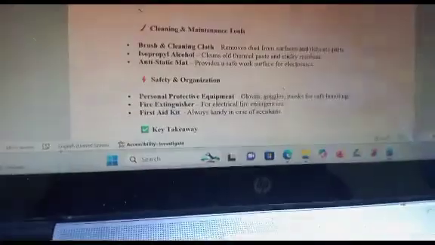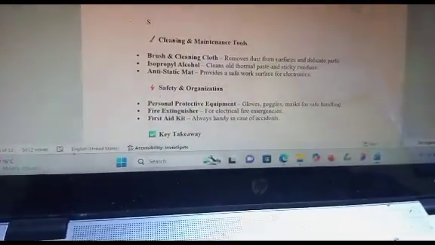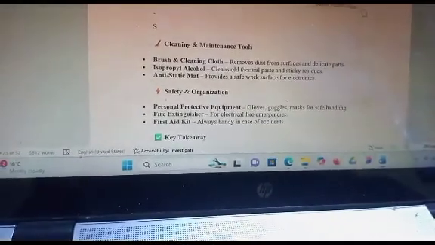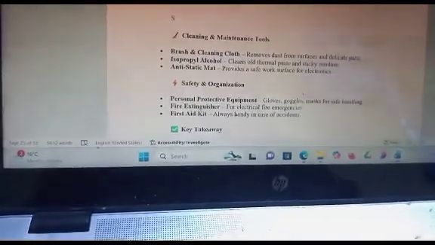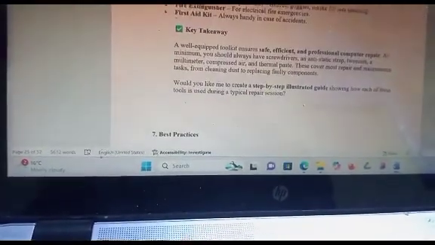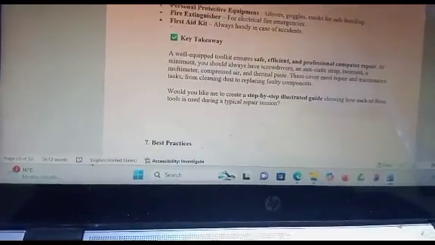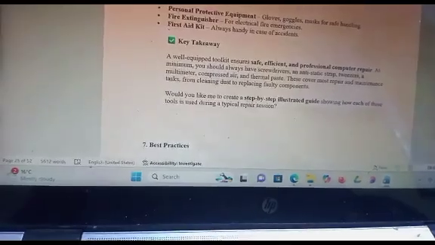Okay, safety and organization, personal protective equipment. We have a fire extinguisher. You need a first aid kit. So a well-equipped toolkit ensures that we have safe, efficient, and professional computer repair.